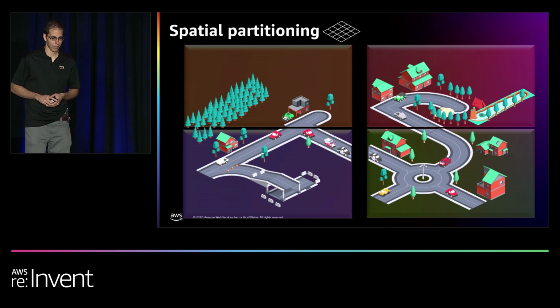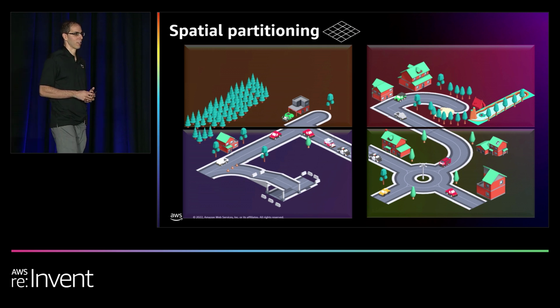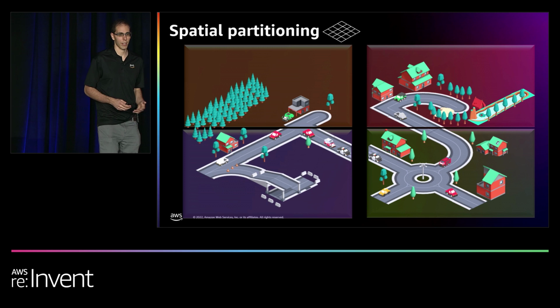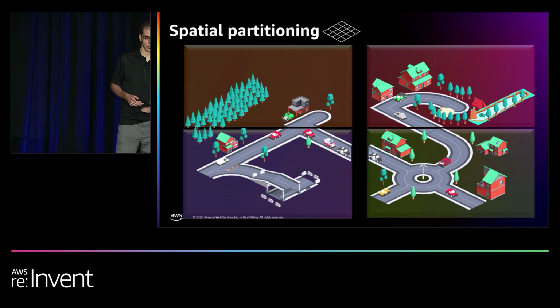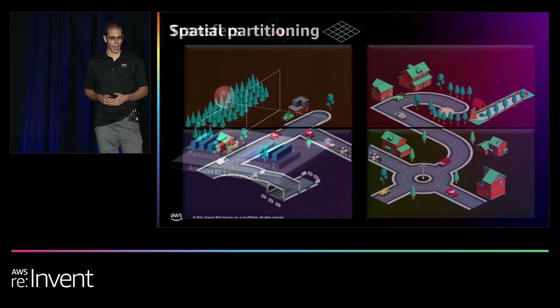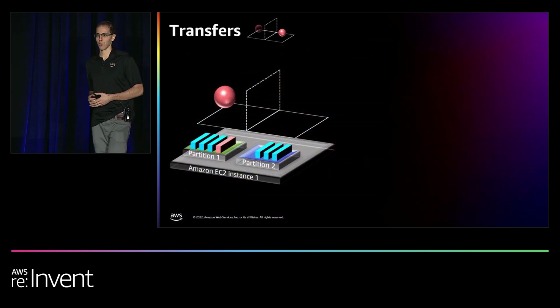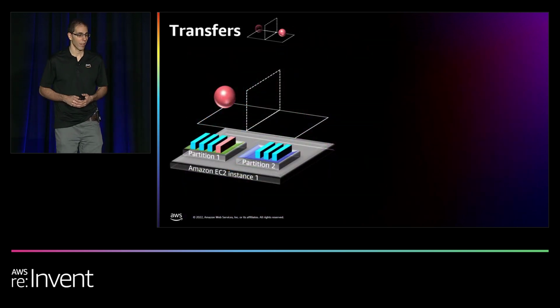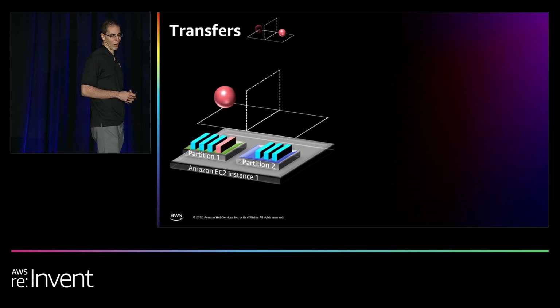So, invariably, as things move throughout the simulation, because these simulations are intended to be dynamic, right? Cars will drive on the road and people will move from place to place. Entities need to cross these spatial partitions, or these boundaries, or they also need to cross instances. We help you with that as well.